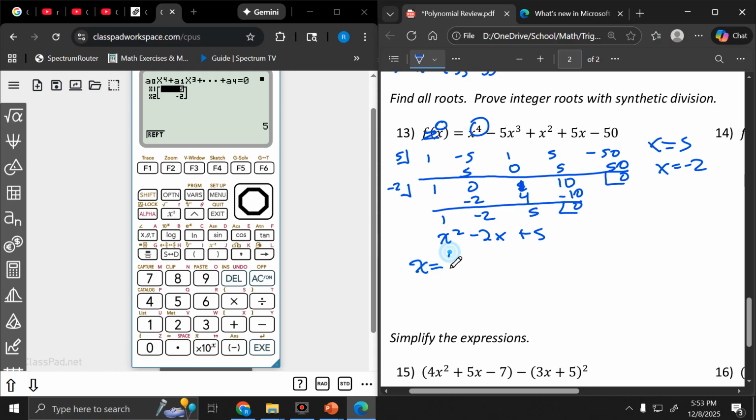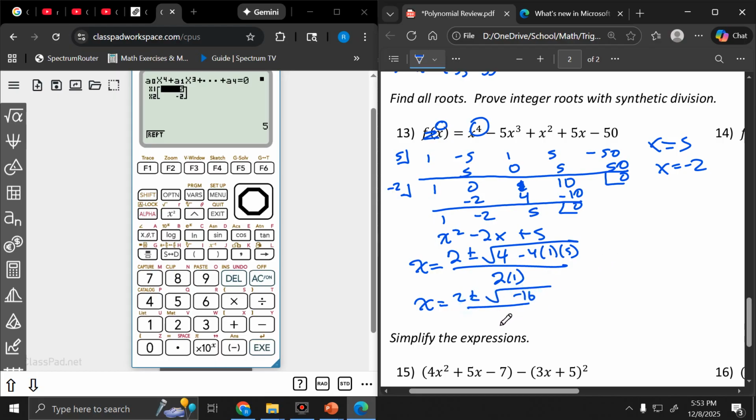So x equals negative b. That's going to be 2 plus or minus square root. B squared. This number right here should always be positive. Negative 2 squared is positive 4 minus 4ac all over 2a. So I get 2 plus or minus square root. This is going to be 4 minus 20.